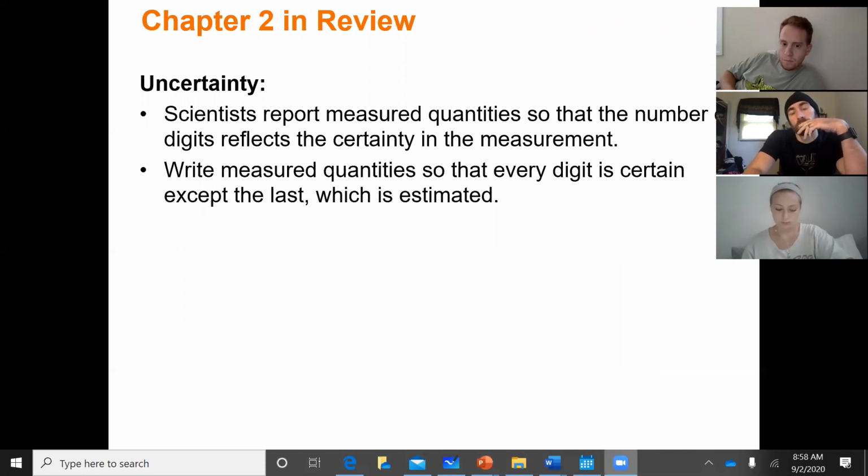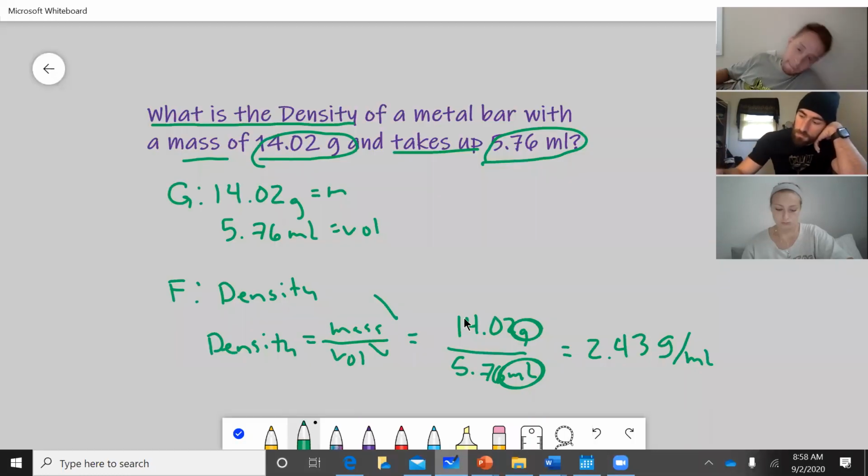Okay, so I'm going to do one more density problem because why not?